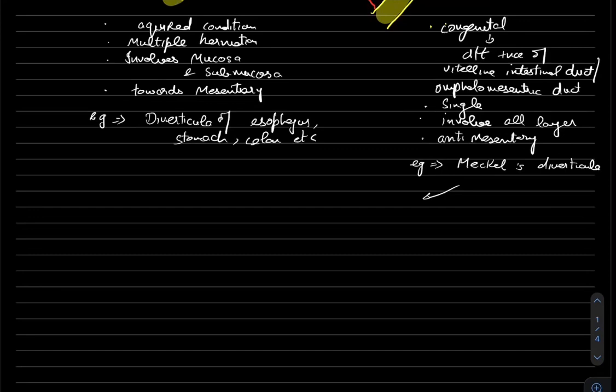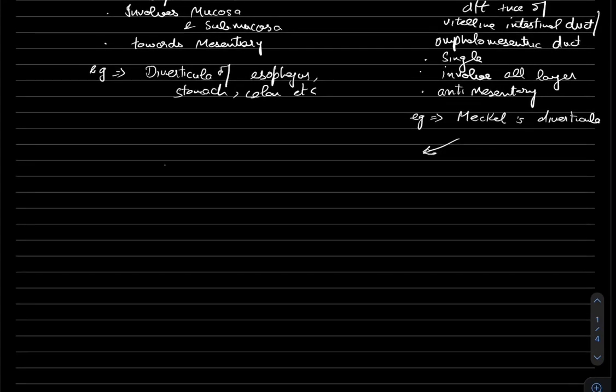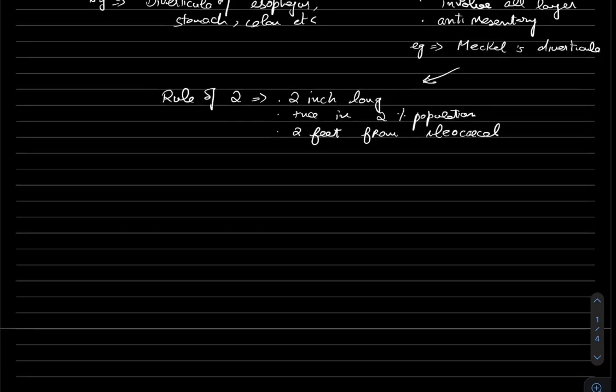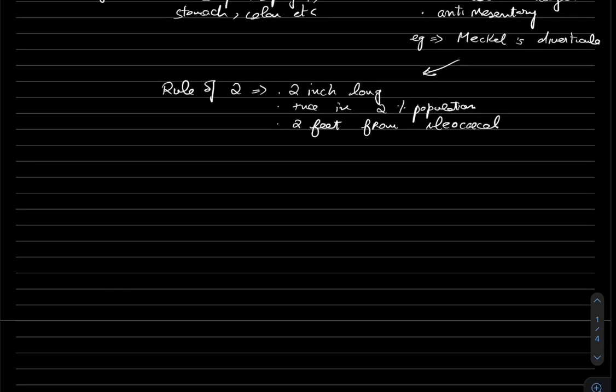Now we will discuss Meckel's diverticulum. Okay, here learn the rule of 2. It is 2 inches long, present in 2% of the population, and 2 feet from the ileocecal valve. Now next, again draw the diagram. Here is the bowel, Meckel's diverticulum.